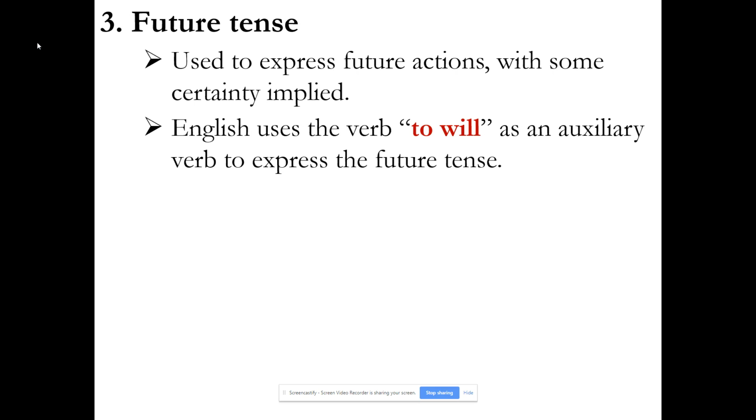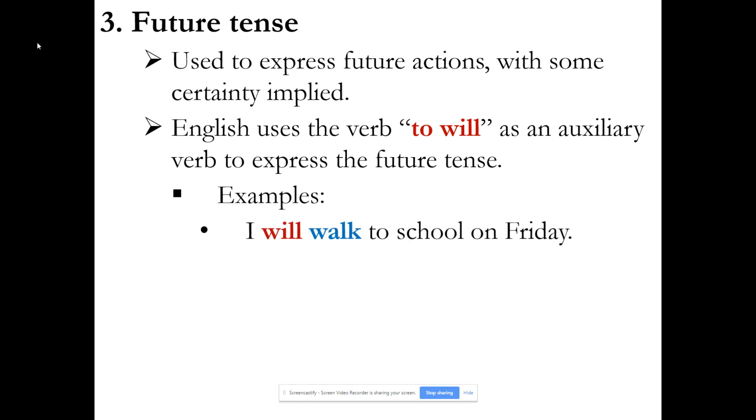So we use this verb to will, right? We almost never actually see the verb used in its actual verb form, like, I will that you go out the back door, right? That feels dated to us, but we use this verb to will as an auxiliary verb to express the future tense, right? So I will walk to school on Friday, right?